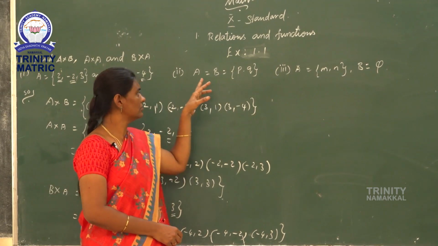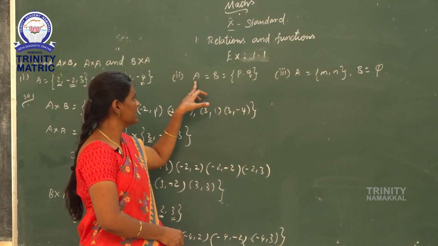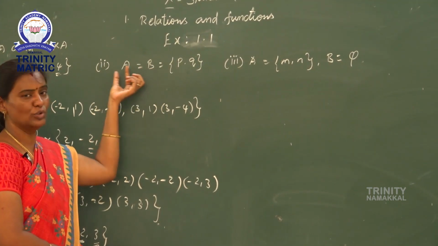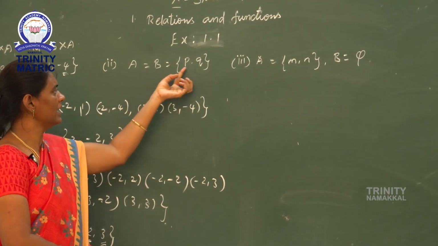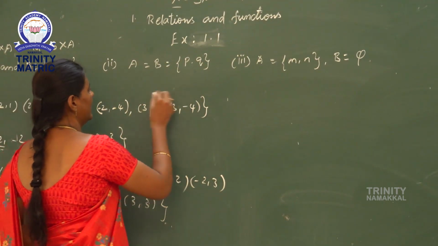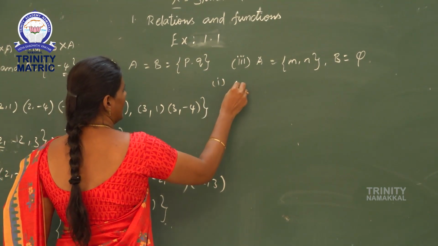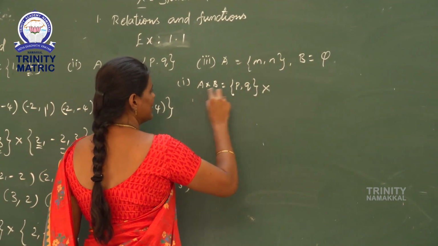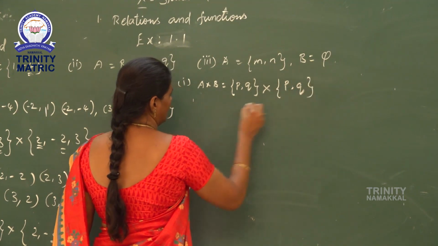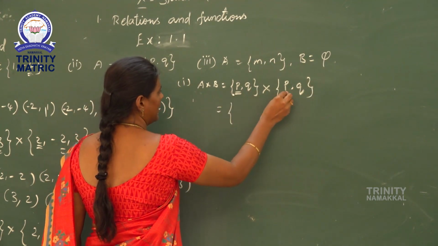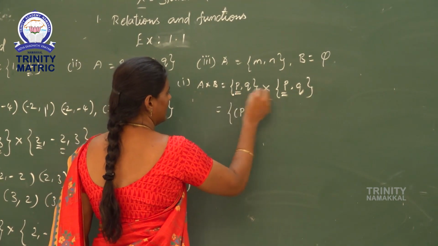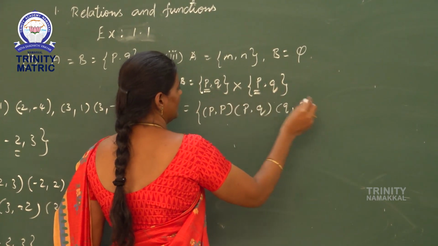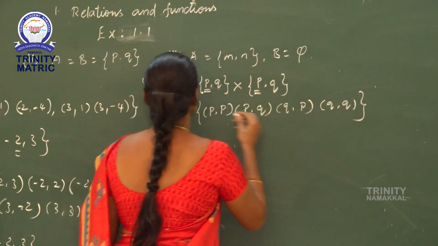Now you move to the second sum. A is equal to B equal to {p, q}. Here the sets A and B are both equal. What is the element in the sets A and B? {p, q}. Here we have to find first A cross B. What is the element in A? {p, q}, cross, what is the element in B? {p, q}. Now we find A cross B. What is this? (p, p), then (p, q), then (q, p), then (q, q). This is A cross B.